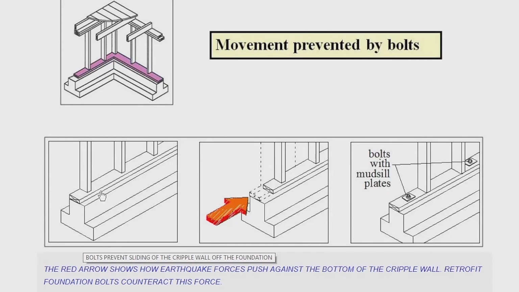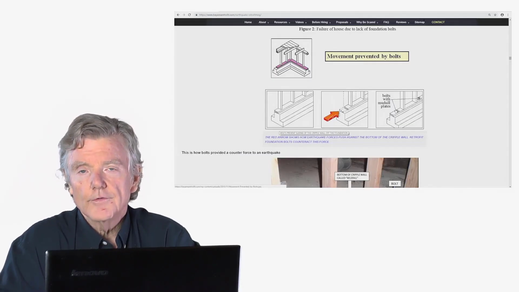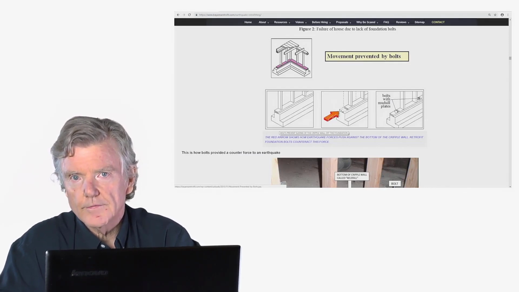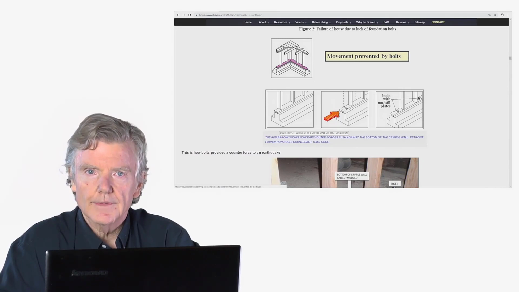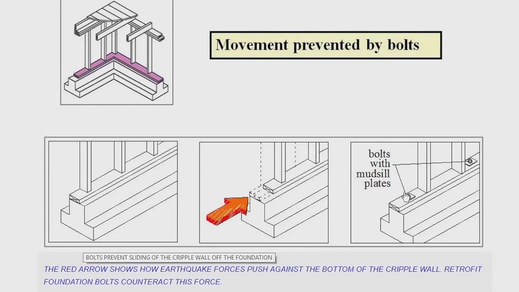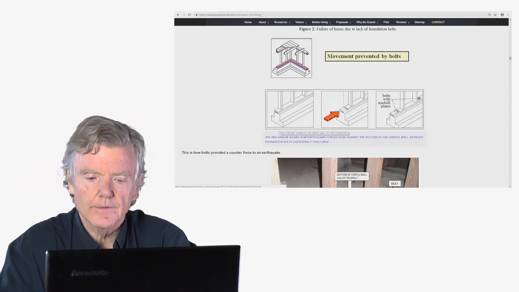So here's the bottom of the cripple wall. Here it is again with the earthquake force trying to push it off the foundation, and then here's our bolts to prevent that from happening. It's pretty simple. You just put in some bolts, keep it from sliding off. So now at this point we have a braced cripple wall where the cripple wall itself can't collapse, and we've also taken that cripple wall that's got the plywood on it and bolted it to the foundation. So now the cripple wall can't collapse and the entire assembly cannot slide off of the foundation.